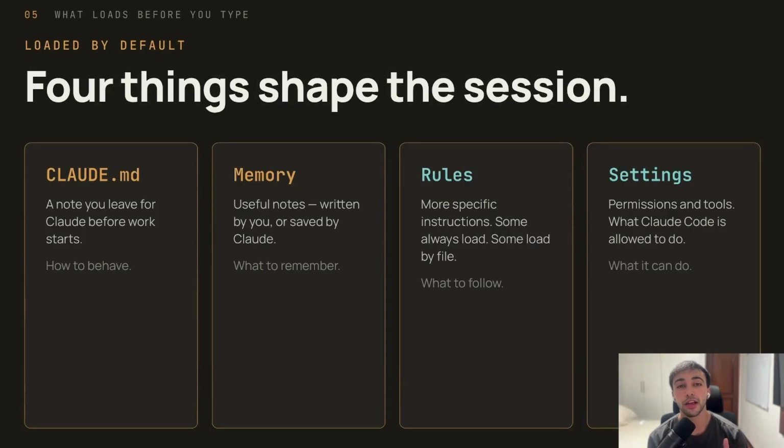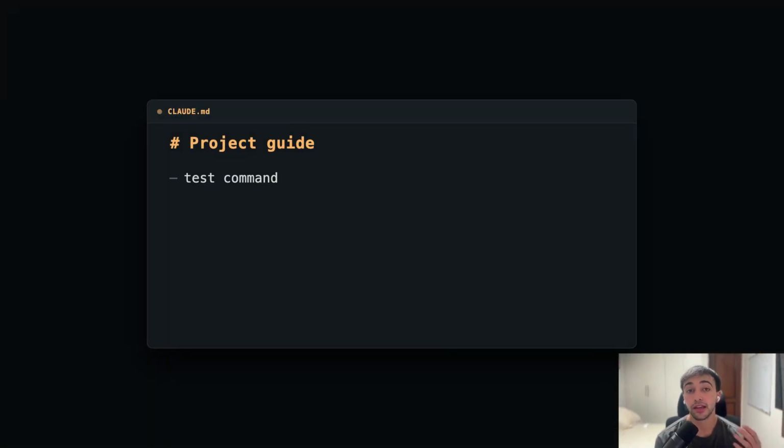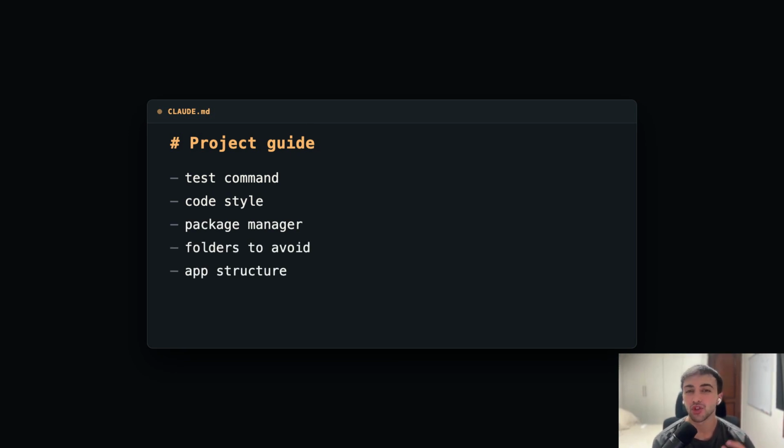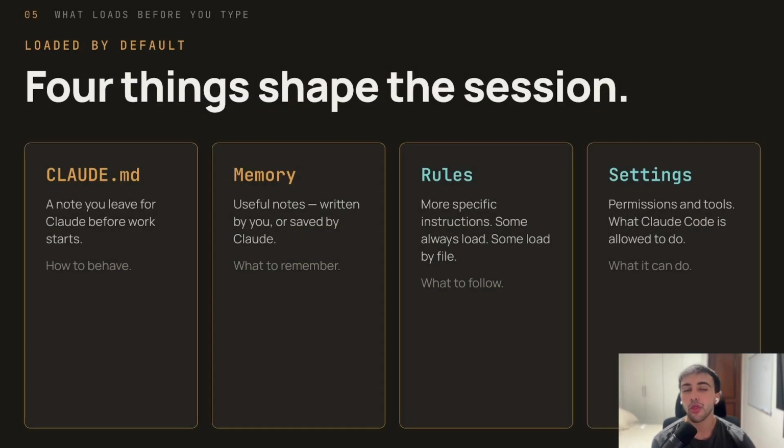So there are 4 things I would understand early. First, CLAUDE.md. CLAUDE.md is a special instructions file. Think of it like a note you leave for Claude before your work starts. It can explain the test command, the code style, the package manager, folders to avoid, or how the app is organized. But CLAUDE.md is not a hard lock. It guides it. It does not force Claude the way a setting or permission rule actually does.